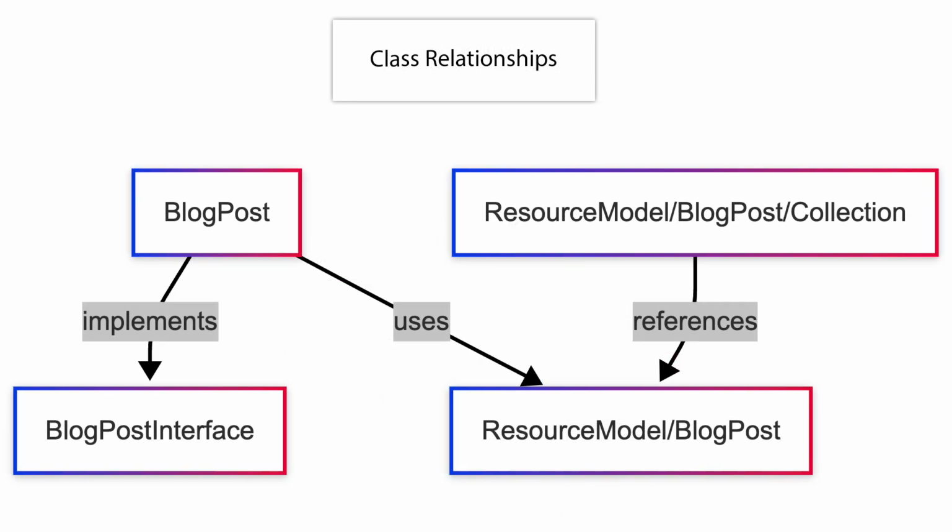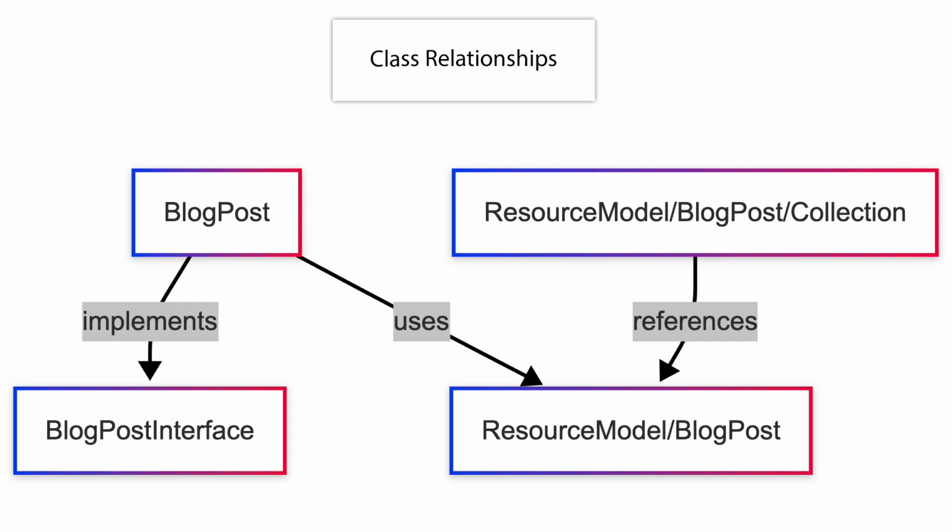Now, let's examine the specific relationships between our blog post classes. As you can see in this diagram, we have BlogPostInterface, the contract that defines what methods our model must implement. BlogPost, our main model class that implements the interface. ResourceModel BlogPost, the resource model that interacts with the database. ResourceModel BlogPost Collection, the collection class that manages multiple models. These classes work together to provide a complete data access layer.